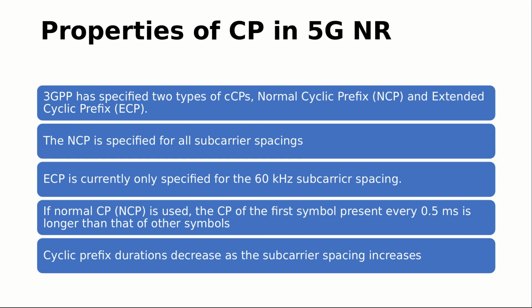So if the normal CP is used, the CP of the first symbol present every 0.5 millisecond is longer than the other symbols. Okay, the first CP will be larger than the other CPs, as the subcarrier spacing and CP duration are inversely proportional. Meaning as the subcarrier spacing increases, the duration of the CP will decrease.